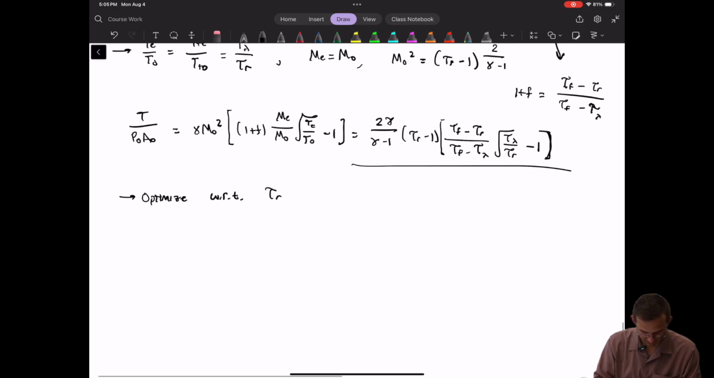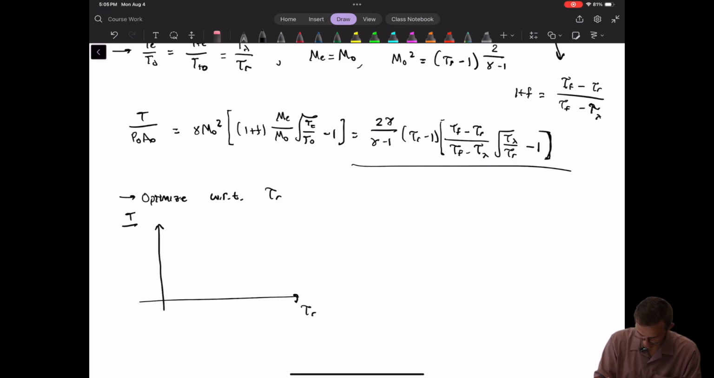And I'll spare you the gory details, and I'll just draw the plots that we get here. Plotting our non-dimensionalized thrust as a function of tau r, we have 0 thrust at Mach equal 1. Then we have like 2, 4, 6. Our maximum is right around 3.5. So it's like this.